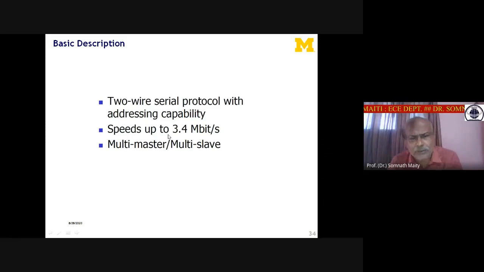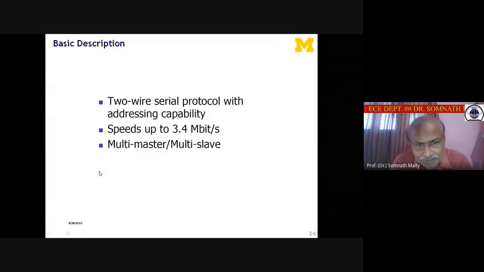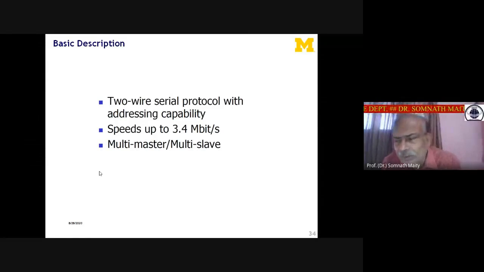Speeds go up to 3.4 megabits per second, multi-master, multi-slave. In the case of SPI, it is a single master with more than one slave. But here the beauty of the system is that this is multi-master and multi-slave. Master means he controls, all others are slaves. He can control or transfer data to other devices. And any other device in the loop can become master and all others will become slaves.